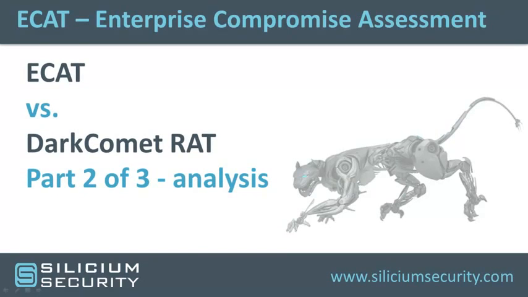This video is the second in a three-part series showing how ECAT can defeat threats that AV can miss. In the first video, we showed you how to use DarkComet to create custom malware that can evade AV detection and take control of a target computer. In this section, we'll show you how ECAT can detect a compromised, infected machine and analyze the results.